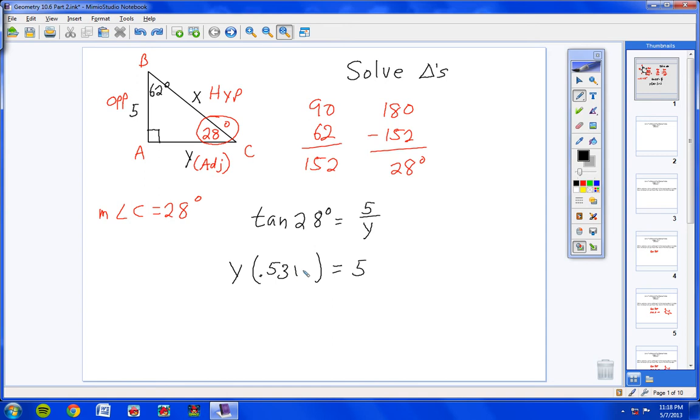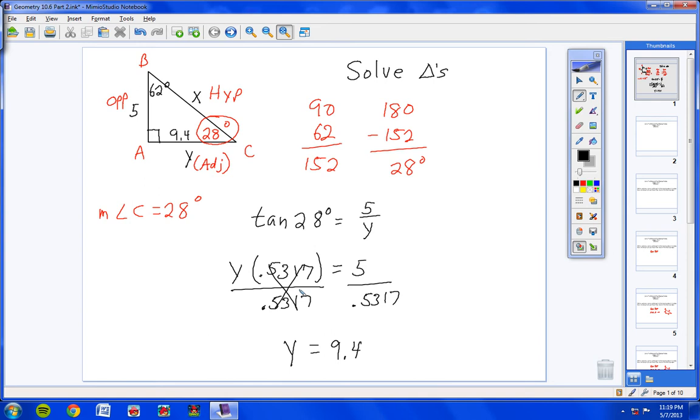Now, the y is multiplying this parentheses. So I'm going to divide both sides by 0.5317. Divide this side by 0.5317. So y equals, and type into your calculator 5 divided by this decimal, and you will get 9.4. So I come up here to y, and the adjacent side is 9.4.